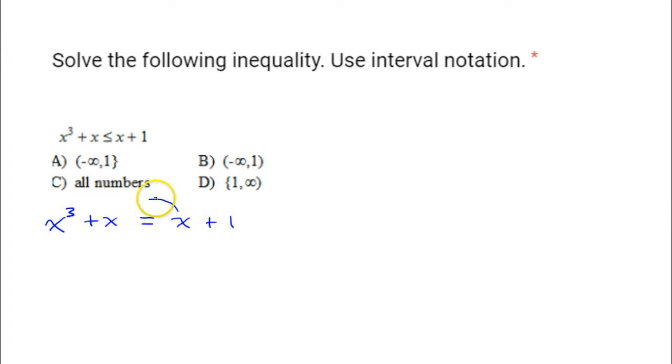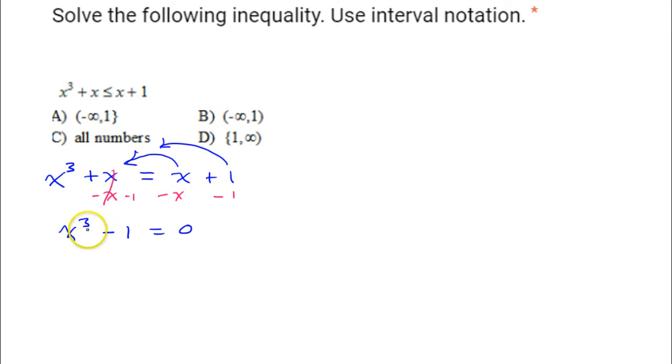first thing I would do is get everything on one side by subtracting x from both sides. Wow, those are both x's. Okay, so subtracting x from both sides and subtracting 1 from both sides. Now these x's are going to cancel out. So that's going to give me x to the third power minus 1 is equal to 0.